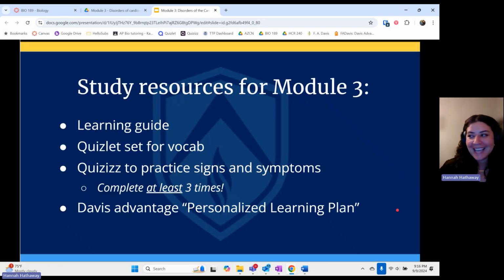We got to the end. Yay! So here are some resources to help you study for Module 3. The Learning Guide, always so helpful. Quizlet sets, which are all in the website posted on Canvas, help you study vocab. Quizzes help you practice signs and symptoms. It is so important for this module, because understanding left-sided versus right-sided heart failure versus myocardial infarction is going to take some practice.